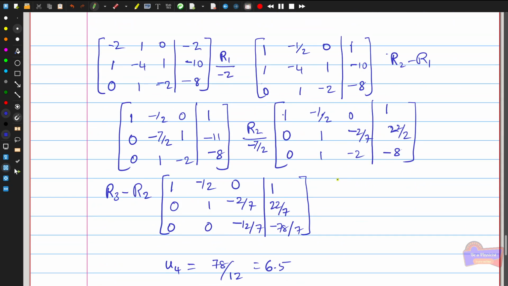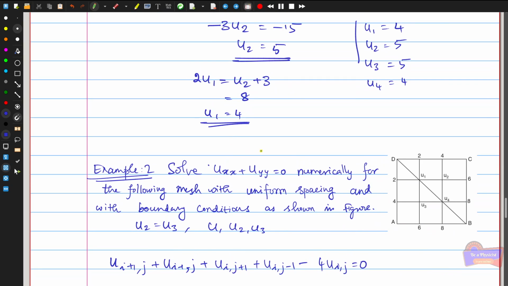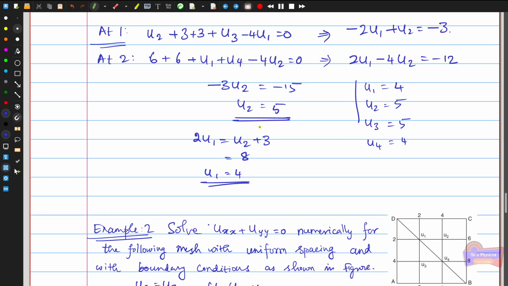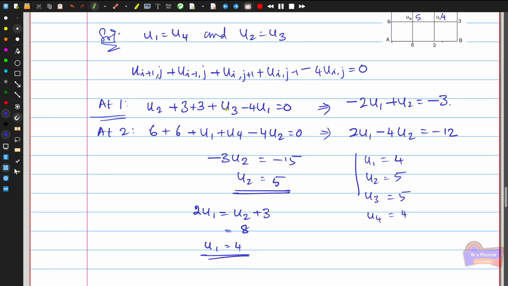So we hope you understand how to use the finite difference method to solve the Laplace equations with this example. And in the next class, we are going to solve the Poisson's equation using the same finite difference method. We can see that in the next class. Okay, thank you.